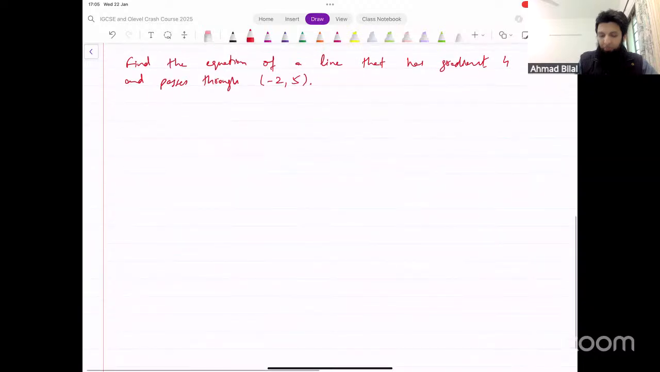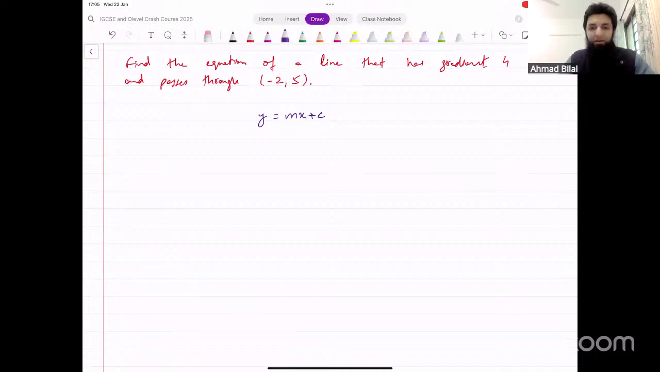How do you find the equation of this line now? So now you don't have the y-intercept. The standard form looks like this. It's y equals mx plus c. That's the standard form for the equation of a line, right? What do you need to write down the equation of the line? You need the gradient and you need the y-intercept. These are the two things that you need for that.